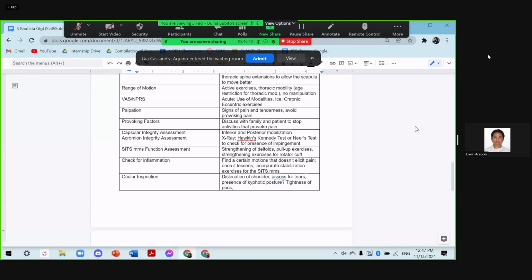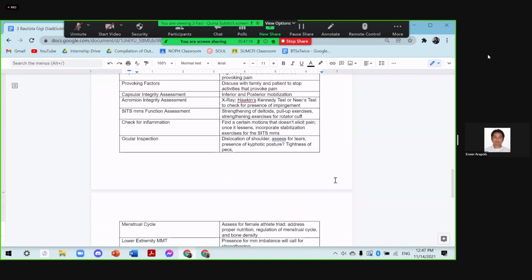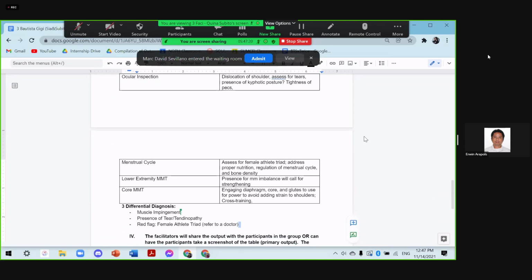We will do a SITS muscle functional assessment. Of course, weakness of this muscle will also result in impingement of the shoulder. We will check for inflammation. The reason for this is to check for the injury stage, whether this is an acute or a chronic injury. And for ocular inspection, of course, again, go back to postural assessment. And also we're checking for signs of inflammation or redness and any form of edema on the region.